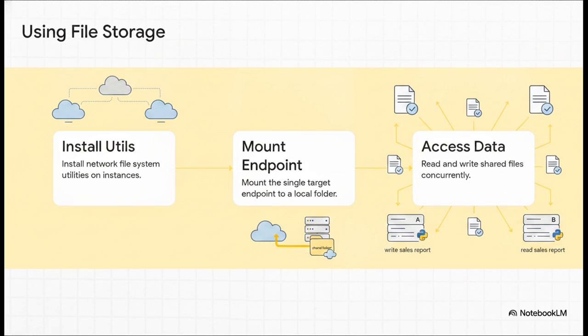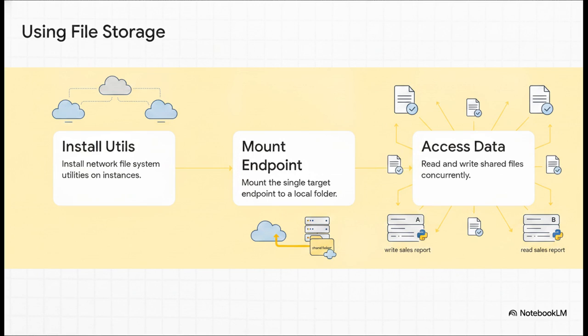Architecturally speaking, utilizing file storage is just incredibly powerful. First, you install your network file system utilities on your virtual machines. Then, you mount that single target endpoint to a local folder on your servers. Once you do that, any code, let's say a Python script, running on any of those connected servers sees the exact same files instantly.